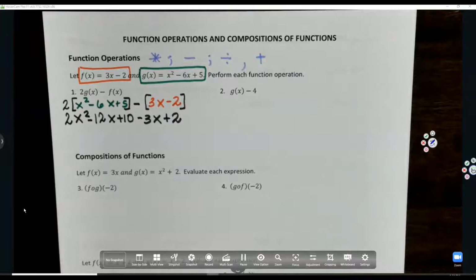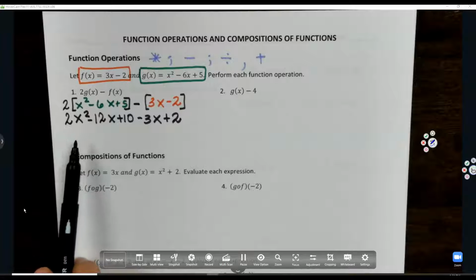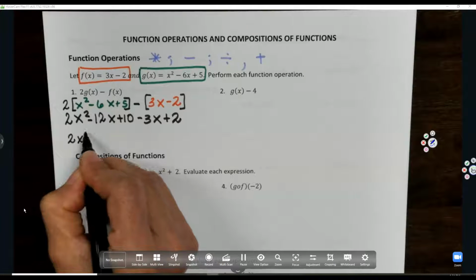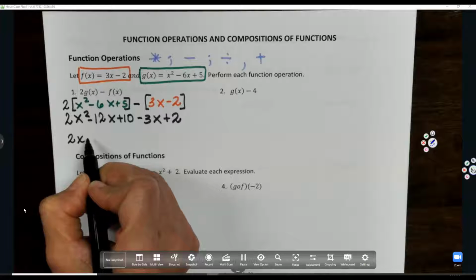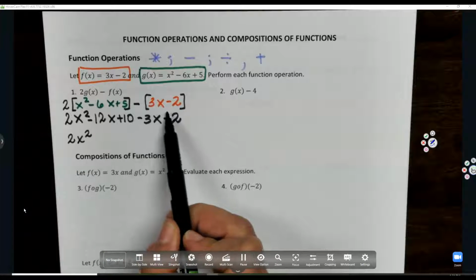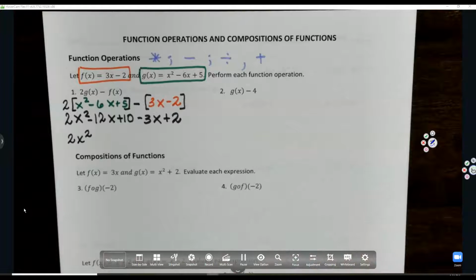And then from there, we're going to combine like terms. Y'all, there's nothing to combine with 2x squared, so that's going to be first again. Wouldn't it be 3x minus 2? I distributed the negative. Remember, when you distribute the negative, the signs just change. Okay.